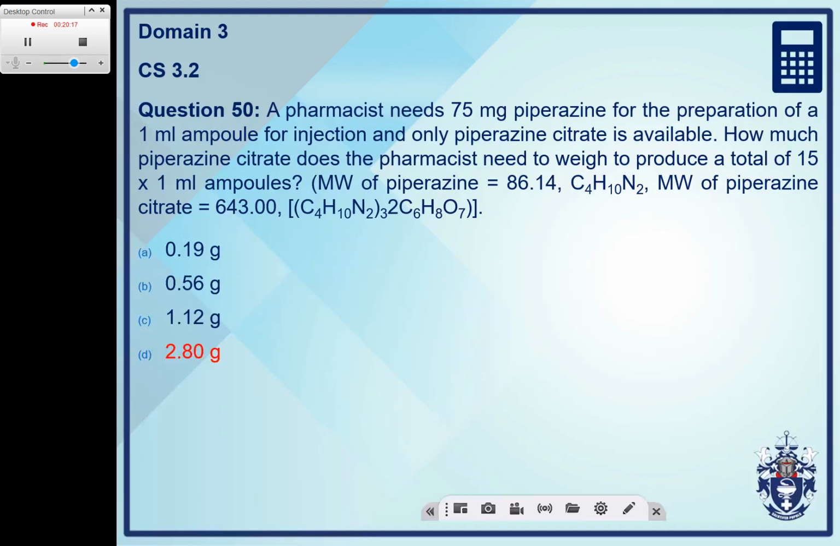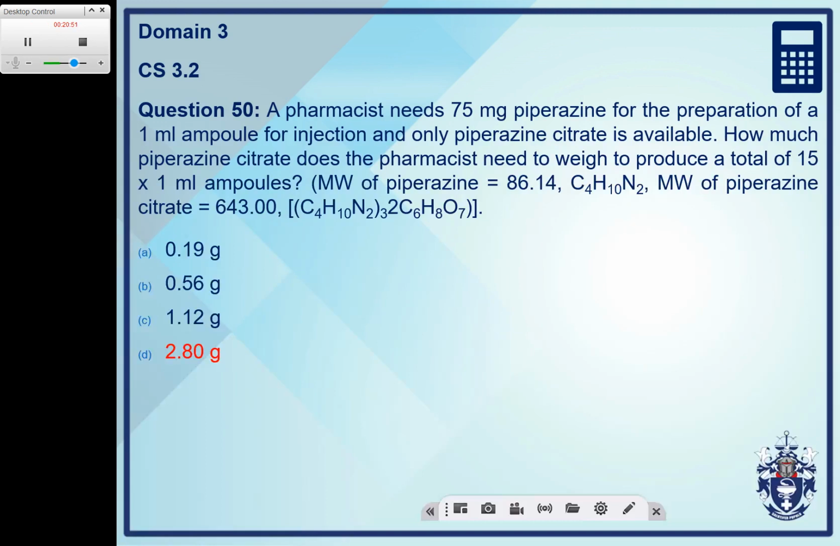A pharmacist needs 75 milligrams of piperazine for the preparation of a 1 ml ampule for injection, and only piperazine citrate is available. How much piperazine citrate does the pharmacist need to weigh to produce a total of 15 1 milliliter ampules? And then you will see in the question the molecular weight of the piperazine is given. That will be 86.14 grams per mole.